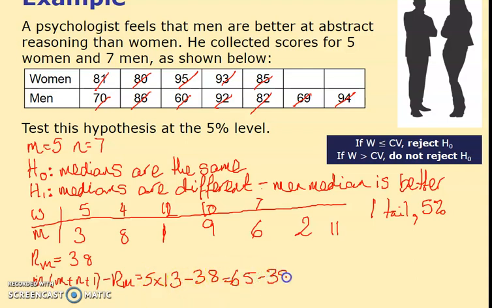Minus the 38. Sounds to me like 27. So I've got my value. I look at these two scores. I could use either, apart from I have to use the smaller one. The small one is obviously 27. And then I need a critical value.